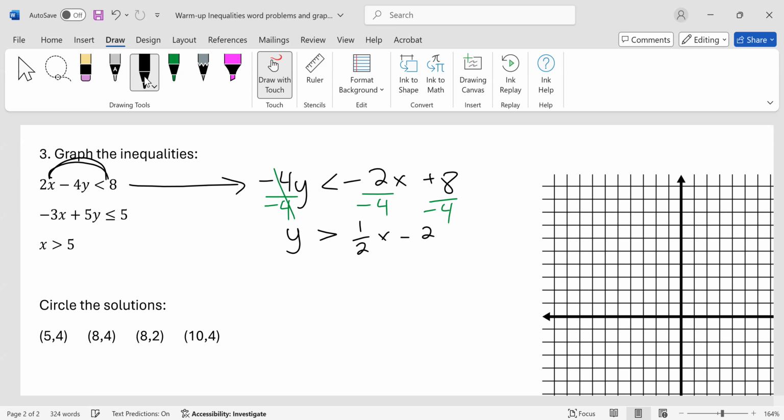And what side of 5 should I shade? What symbol is this? It's a greater than symbol. So what side is greater than 5? Yep, the right side. These numbers are greater than 5.